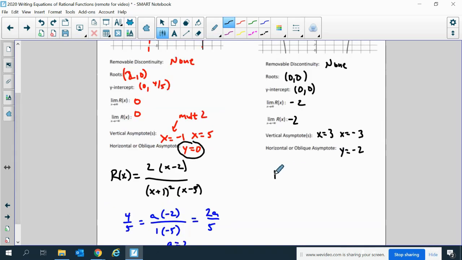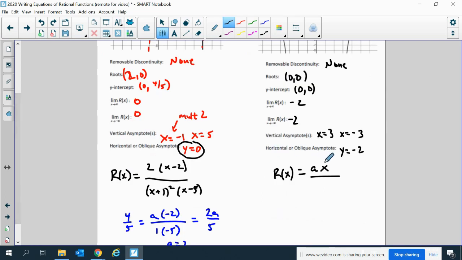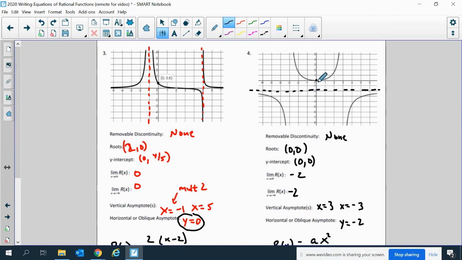So I will write r of x equals a times x. Now what we must notice is that it does not cross the axis at 0, it bounces. So because of that, I'm going to make it x squared. And then I have x minus 3, x plus 3 in the denominator. So here are some things that I need to have. I need to have my horizontal oblique asymptote at negative 2. That automatically pretty much means a has to equal negative 2. There's no other way that I can look at this function and seem to make it work.